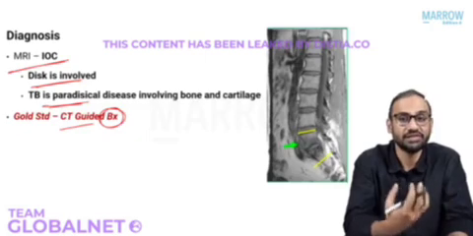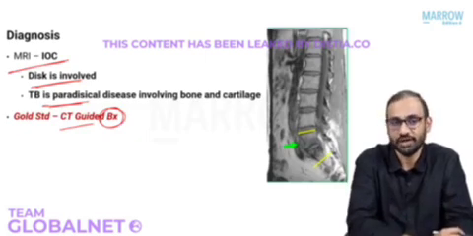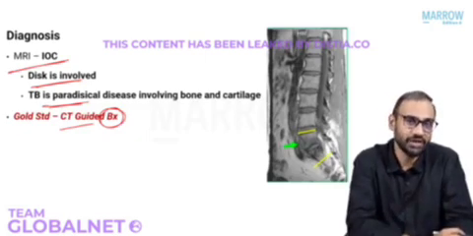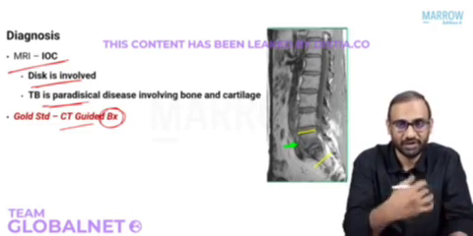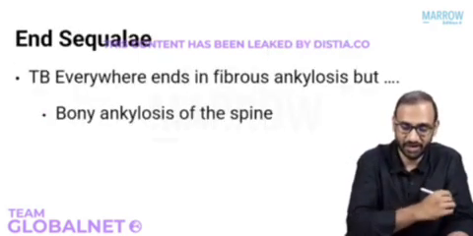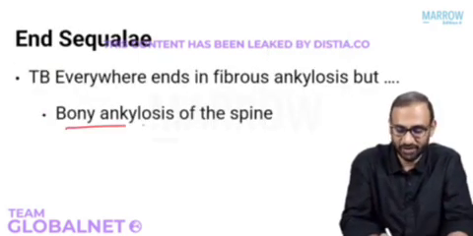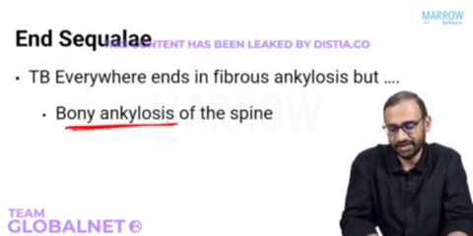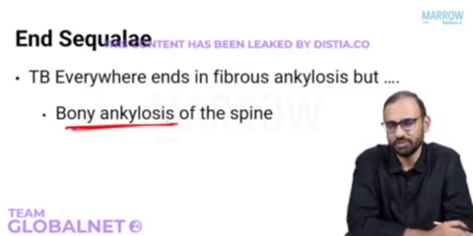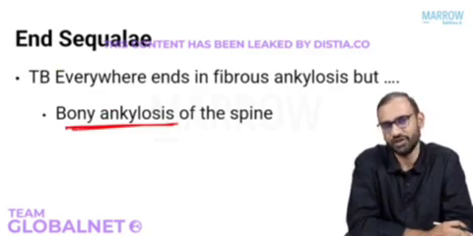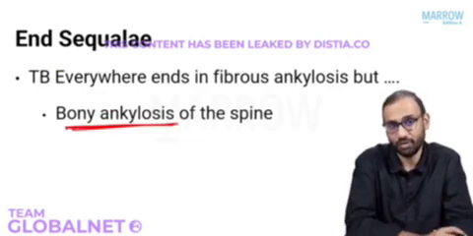Now, what is the end sequelae of tuberculosis of the spine? If you recall from ankylosis, I told you TB everywhere undergoes fibrous ankylosis, but in the spine, it undergoes bony ankylosis. So the end result of a neglected Pott's spine would be bony ankylosis or fusion of the spine. Now, this is your Pott's spine.